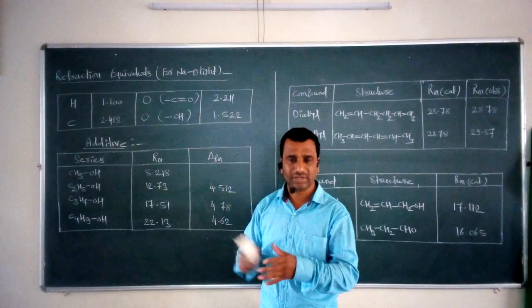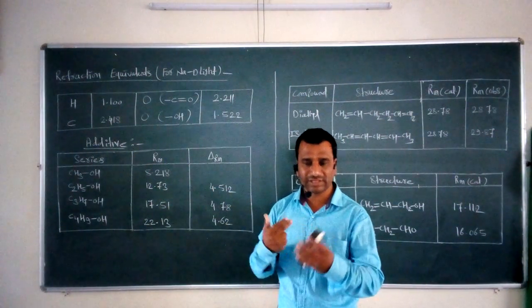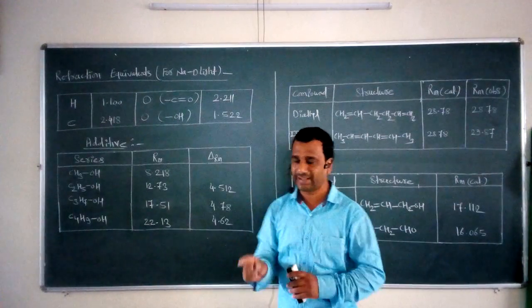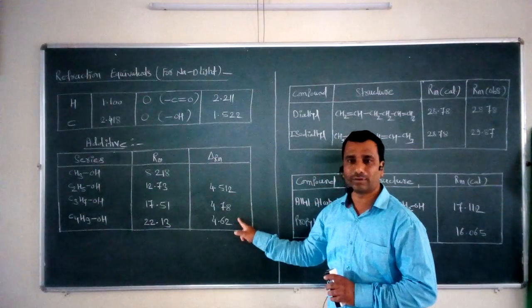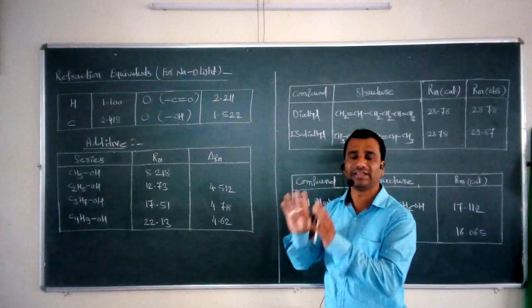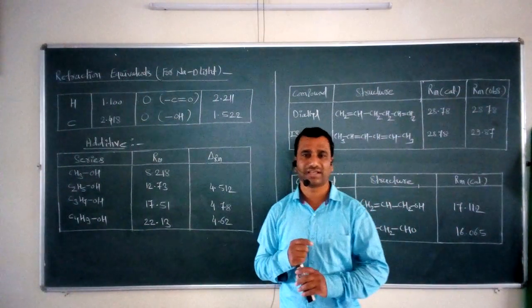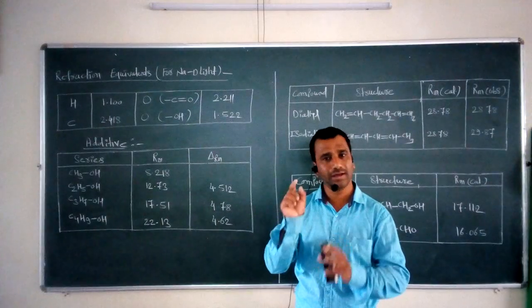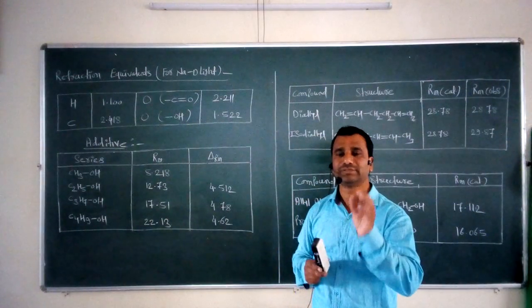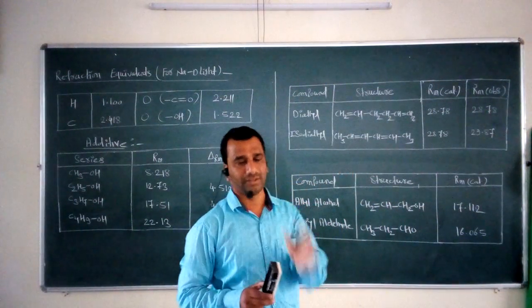No doubt the magnitude of molar refraction keeps increasing, but at the same time the difference between the molar refraction of two consecutive examples remains constant, and that's why this property, molar refraction, is called partly additive. So this is one of the important characteristics of molar refraction.